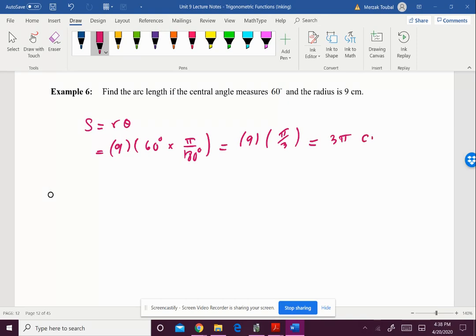3 pi what? Centimeters. Because we are calculating the length of the arc, not the angle measure that corresponds to the arc. It's the length, how long it is.